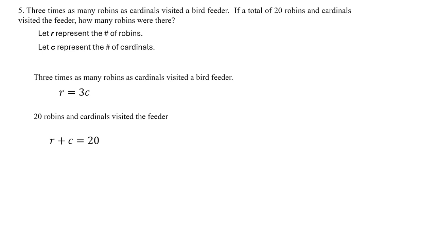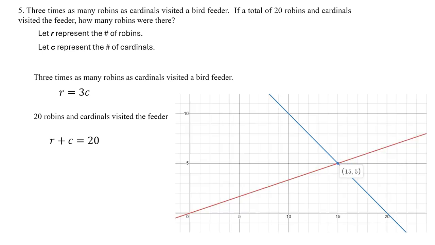Now that we have two equations, we could try and graph them, and we find an intersection point of 15, 5, telling us that 15 robins and 5 cardinals visited the bird feeder.